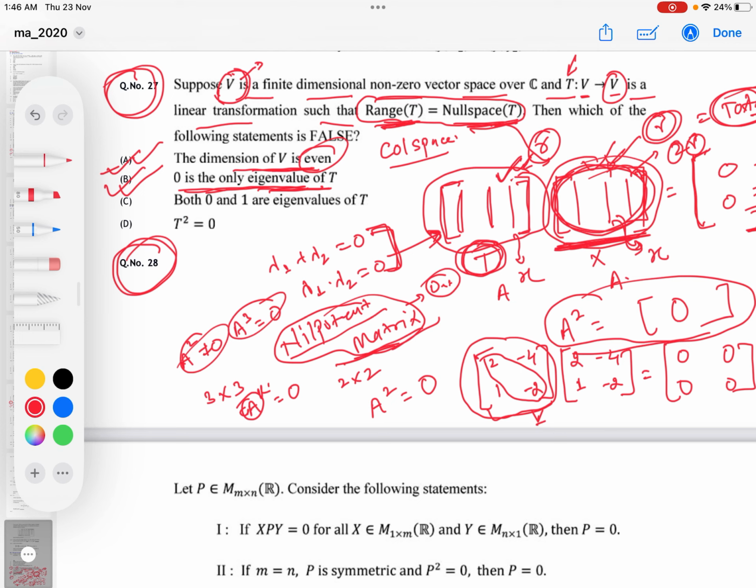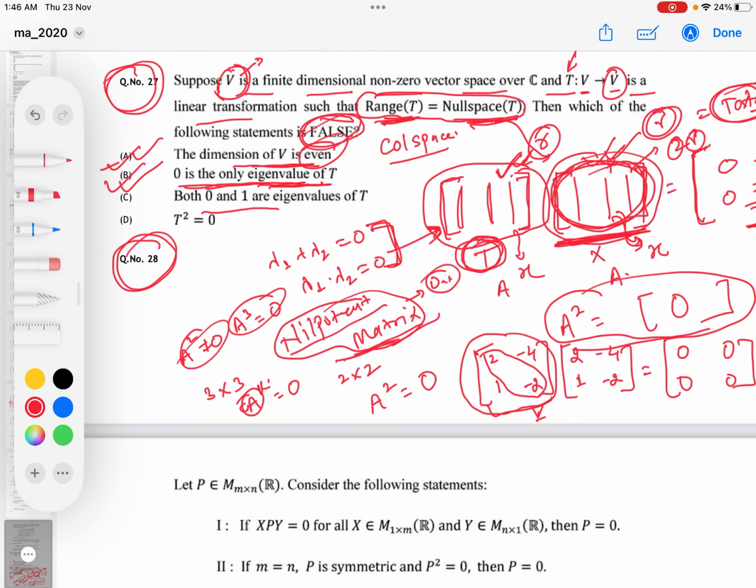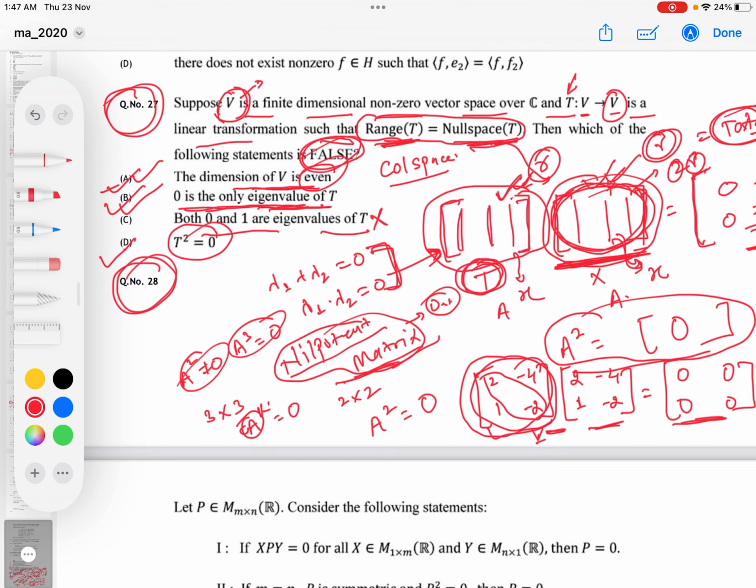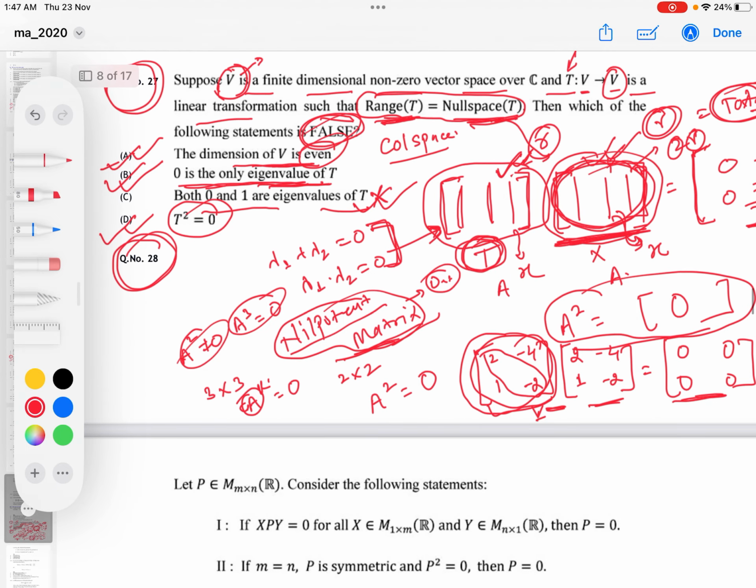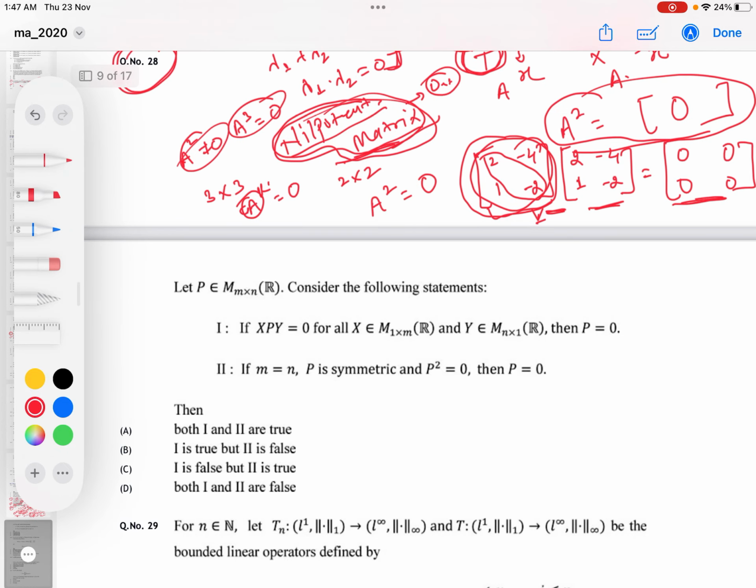Also the first one is correct, so we have to find the false one, right? Now, both 0 and 1 are eigenvalues of T, so this is false, incorrect. And T squared is equal to 0: this is the nilpotent matrix, and it has the property that if you multiply it by itself you get 0, so this is also correct. So according to the question, option C is the right answer. Basically, this question was based on the properties of nilpotent matrices, so you can look at that.